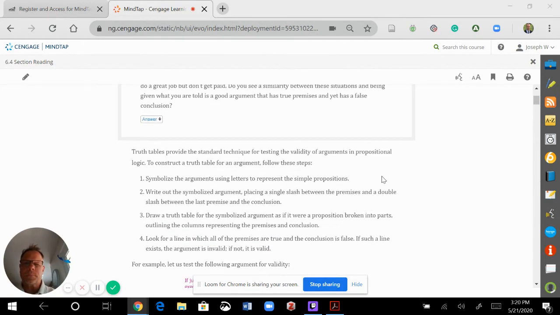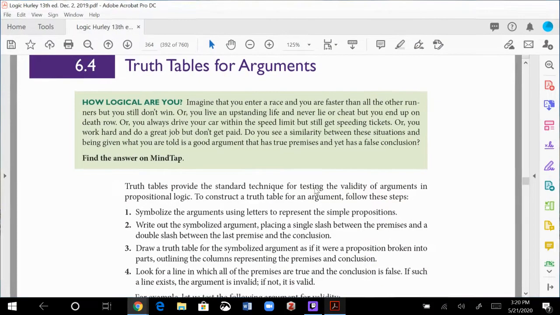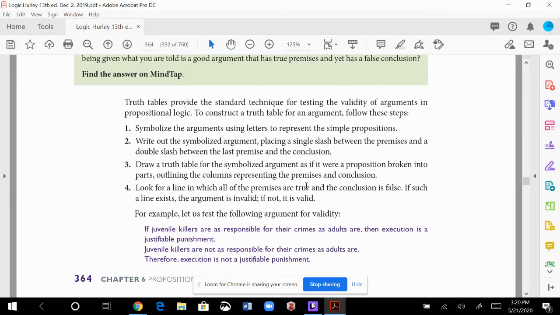So let's go to Hurley. All right, so Hurley says, truth tables provide the standard technique for testing the validity of arguments in propositional logic. To construct a truth table for an argument, follow these steps. It gives us 4, and we'll be doing these today.